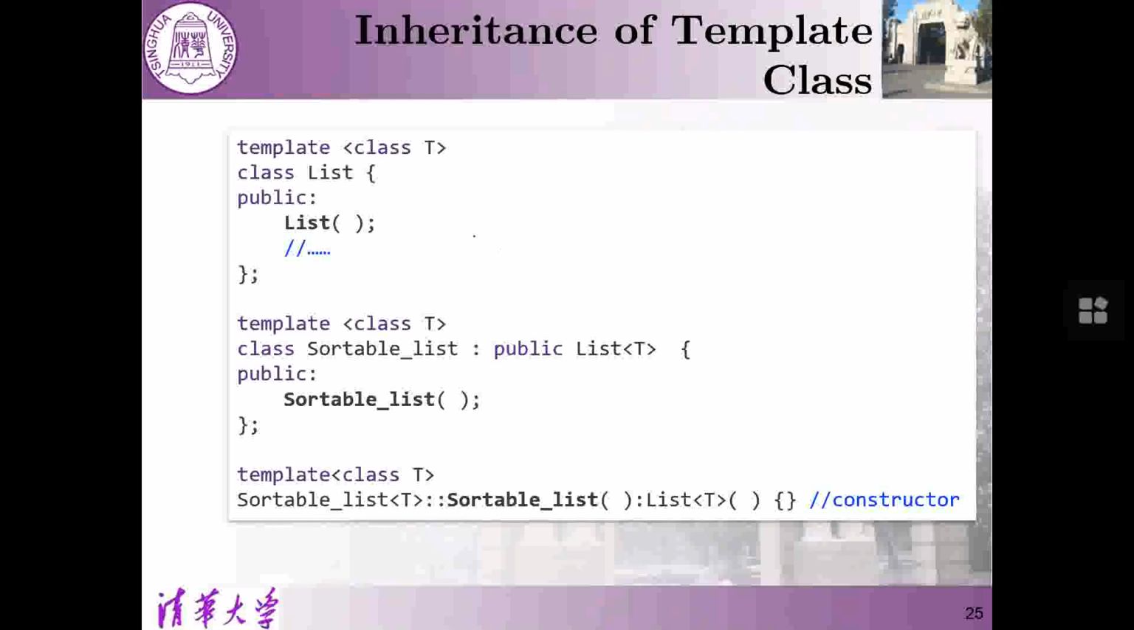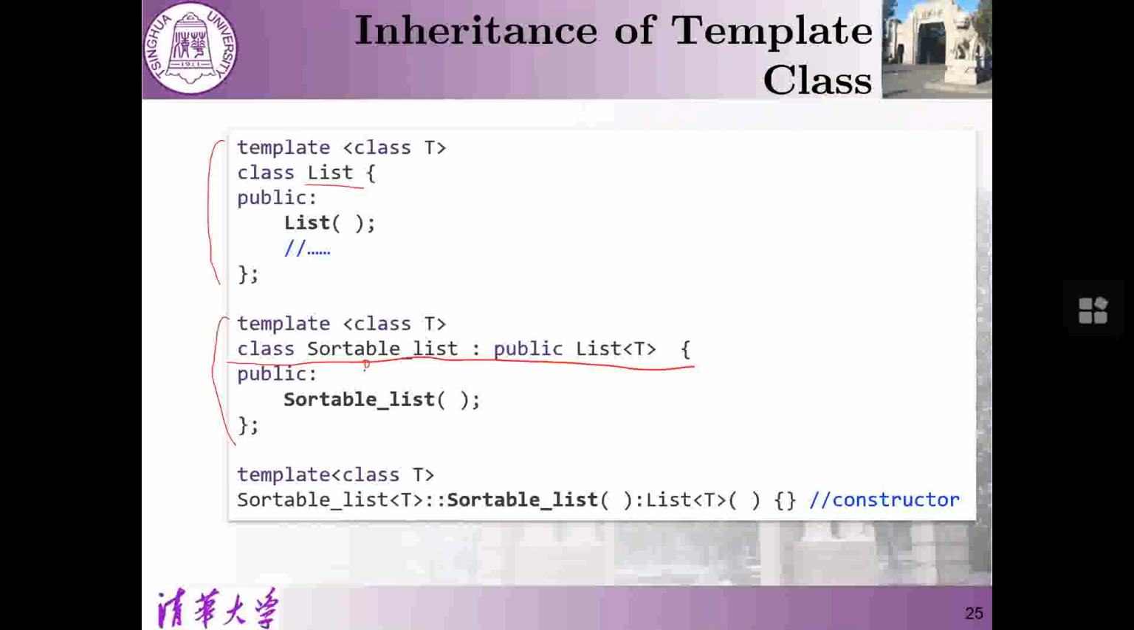We have mentioned that we can define a subclass of a template class, right? So this is a way. Actually this is a template class, and we can define a subclass for this, right? So this is a template class list, and then this is how we define a sortable list in this way.